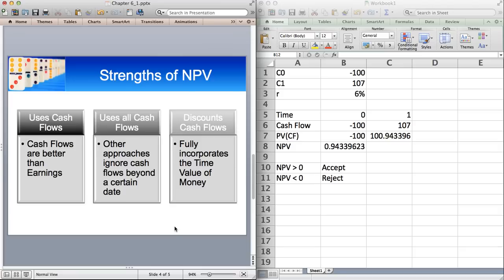And the final strength of the NPV is that you're taking into account the risk of the cash flows, and you're taking into account the timing of the cash flows. I cover this in chapter 4, and there is a video where I discuss cash flows and the time value of money. If you incorporate the risk of cash flows and the timing of cash flows, then you are incorporating the time value of money. So they're the three main strengths of NPV.